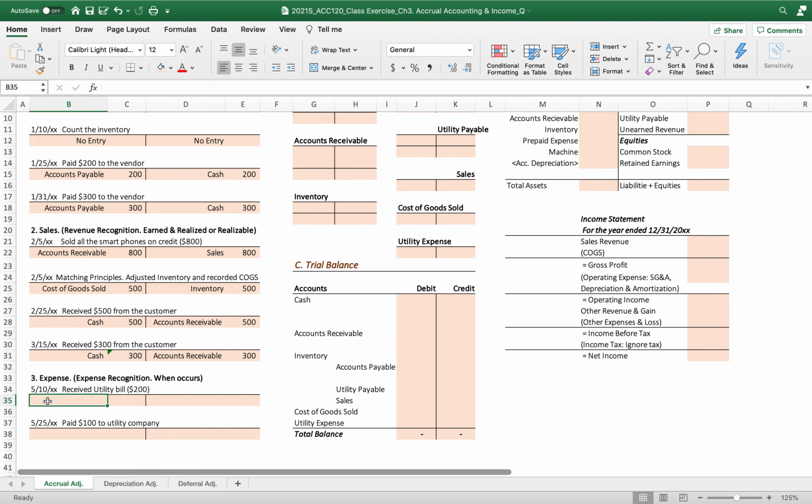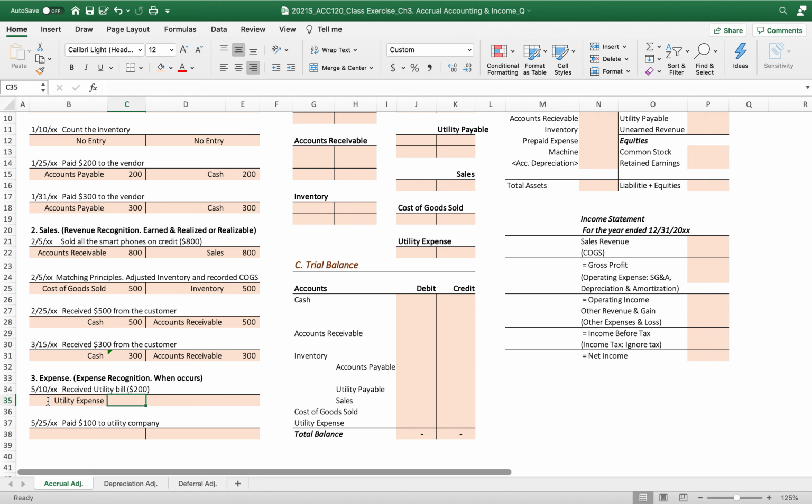Then the expense is recognized when the utility bill is received. As soon as the company receives the utility bill, the company recognizes the expense. When the company incurs this expense, when it receives the bill, that is expense recognition when it incurs. So right away, utility expense.